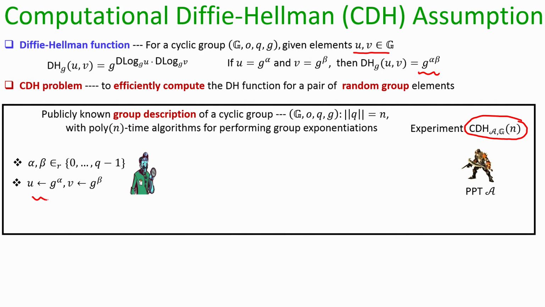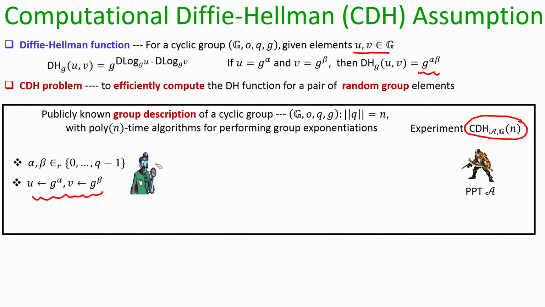So, you might be wondering: is it known how to efficiently compute g to the power alpha and g to the power beta if given alpha, beta and g? Yes, it turns out the answer is yes. That is what I am assuming here, that for the underlying group we have polytime algorithms for performing group exponentiations. Due to lack of time, I am not discussing those exact algorithms for how to compute g to the power alpha in poly of n amount of time, and you can see the book by Katz-Lindell or any standard reference where you can see the details of how exactly to perform group exponentiations in polynomial amount of time.